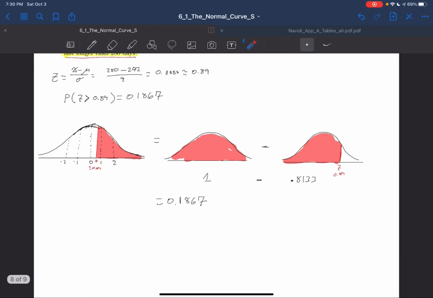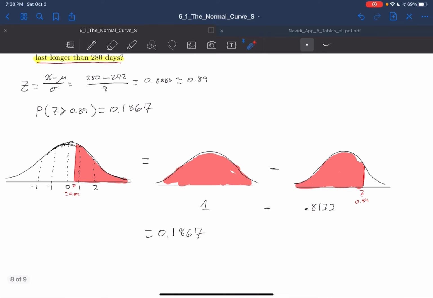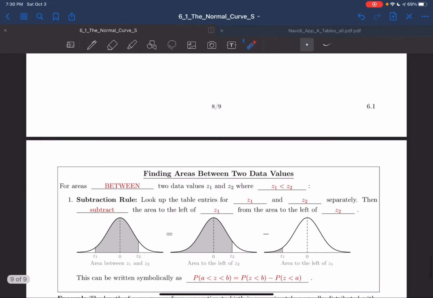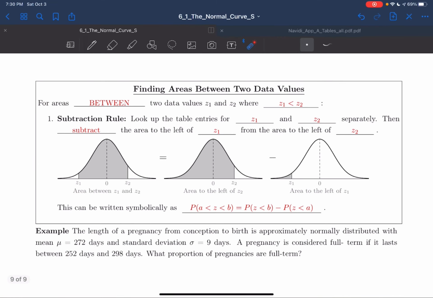Okay, so let's just stop for a moment. We know how to find area to the left of z values. We know how to find areas to the right of z values. We need one last thing, which is to find areas between two values. So here, finding area between two data values. This is going to be a little bit tedious, but it's not too difficult. What we can do is called the subtraction rule.